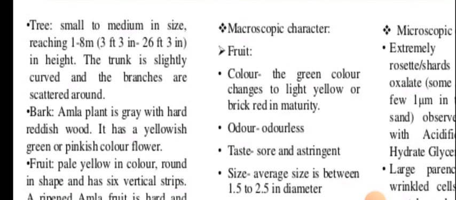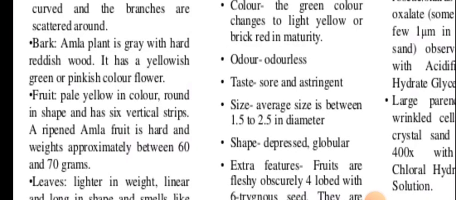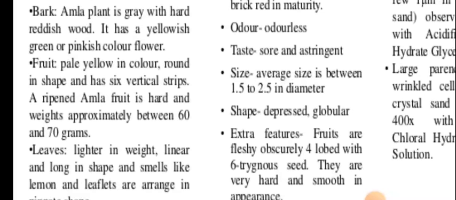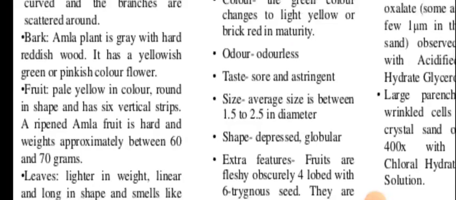Trunk is slightly curved and branches are scattered, so sympodial branching. Bark is grayish, hard in nature, or yellowish green. The fruits are pale yellow in color, round in shape, with 6 vertical strips or ribs. Approximately 60 to 70 grams each fruit. Smaller amla fruits are also there.